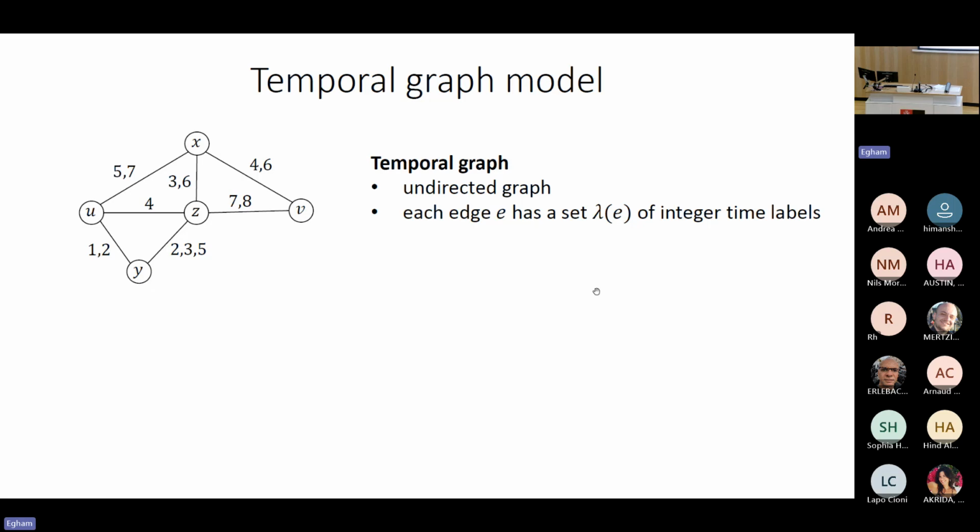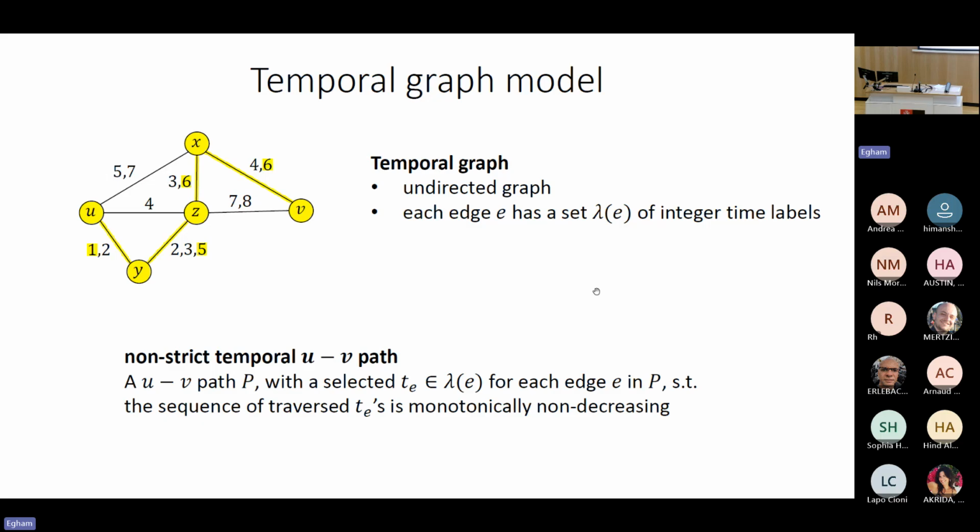The temporal graph model we look at is very simple. So the temporal graph will be an undirected graph in which each edge has a set of integer time labels associated with it. And we look at the concept of non-strict temporal UV path. You have already seen this definition, but let me repeat it again so that we are on the same page. A non-strict temporal UV path is a path from U to V with a selection of a time label per edge of the path in such a way that when we traverse the path from U to V, the sequence of selected time labels is monotonically non-decreasing.